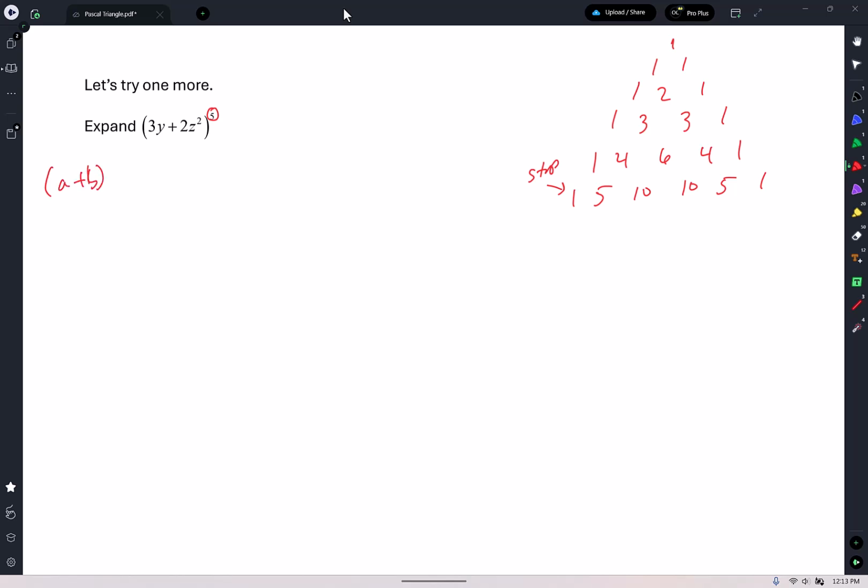A plus b raised to the power 5 equals 1, a to the 5th, b to the 0. Once you become a pro, you can just drop the b to the 0, but I would just keep it. Plus 5, a to the 4th, b to the 1, plus 10, a cubed b squared, plus another 10, a squared b cubed, plus 5, a b to the 4th, plus 1, a to the 0, b to the 5th.